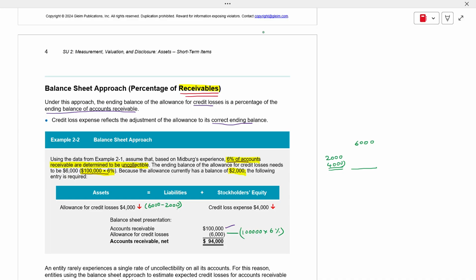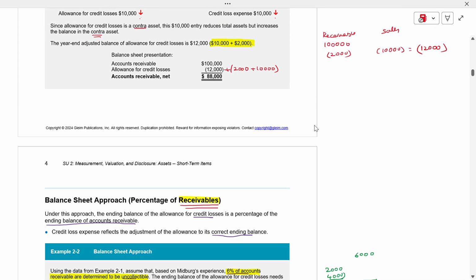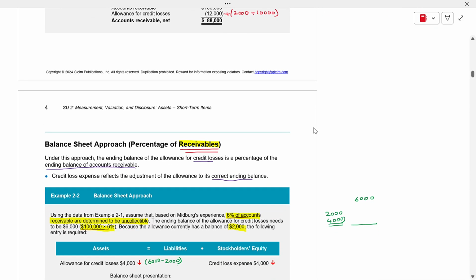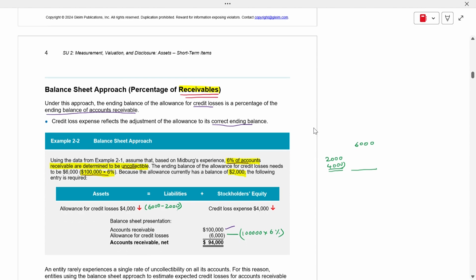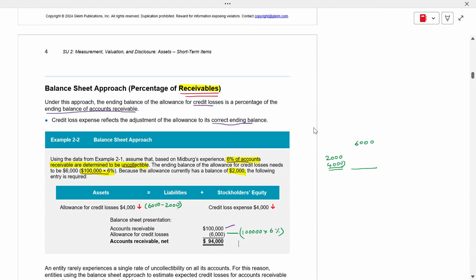Is it okay? Now I will put it like this. Can I put it like this? No, we need a lot of information. No, you put it like this. How much are the receivables? Receivables are 150,000. How much is the allowance? Allowance is 2,000.